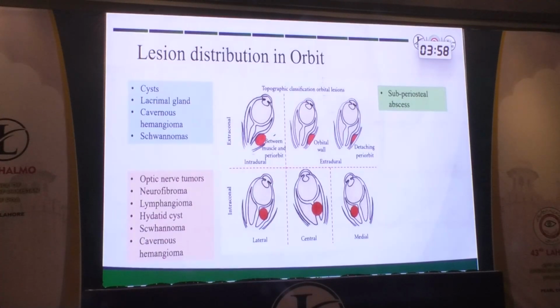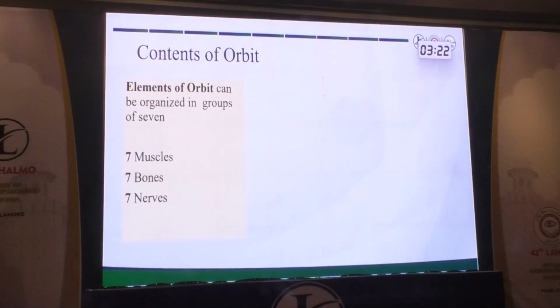Subperiosteal abscess is commonly seen in the subperiosteal space, and in the intraconal space the lesion may be below the optic nerve, above the optic nerve, medial to the optic nerve, or lateral to the optic nerve. The most common lesions seen intraconally are obviously the optic nerve tumors, neurofibroma, schwannomas, lymphangioma, hydatid cyst, cavernous hemangioma. So these are the common intraconal lesions which we come across. And dermoid and cavernous hemangioma.